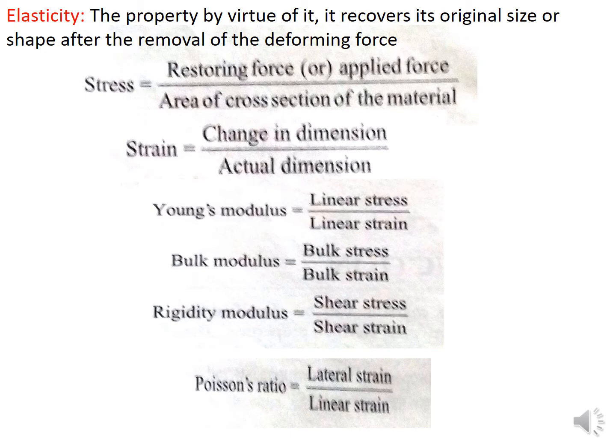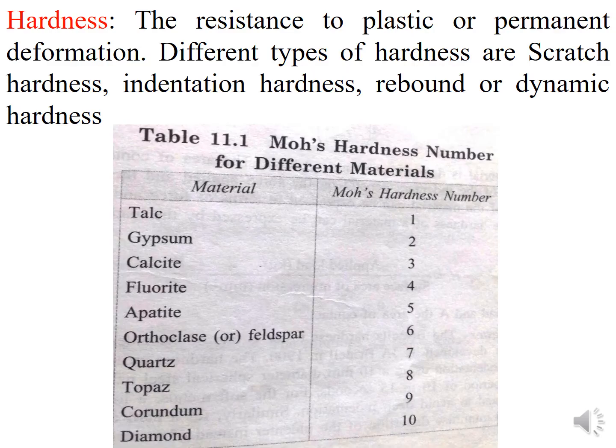Along with these three elastic constants, Young's modulus, bulk modulus, rigidity modulus, one more important quantity is Poisson's ratio, which is the ratio of lateral strain to linear strain. All these elastic constants should be known for a material to use it for a suitable application.